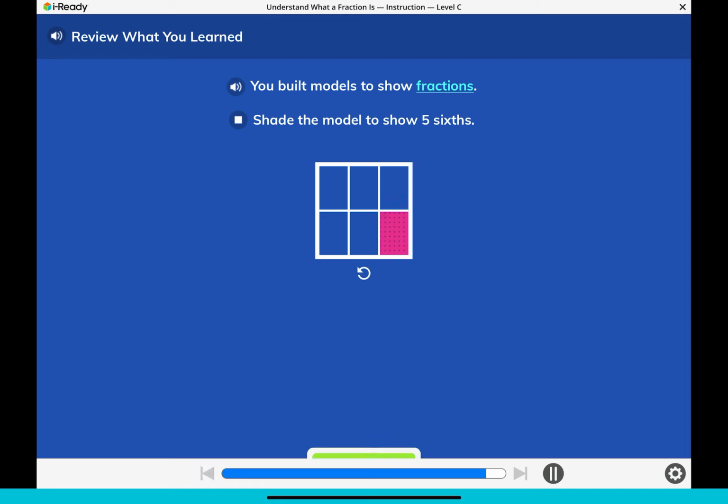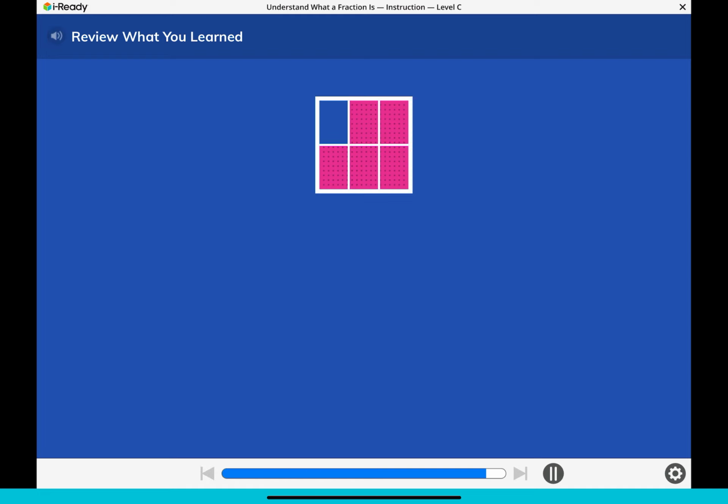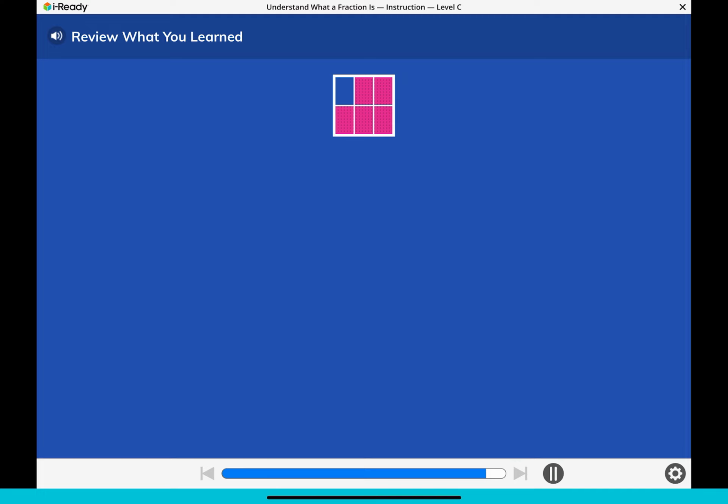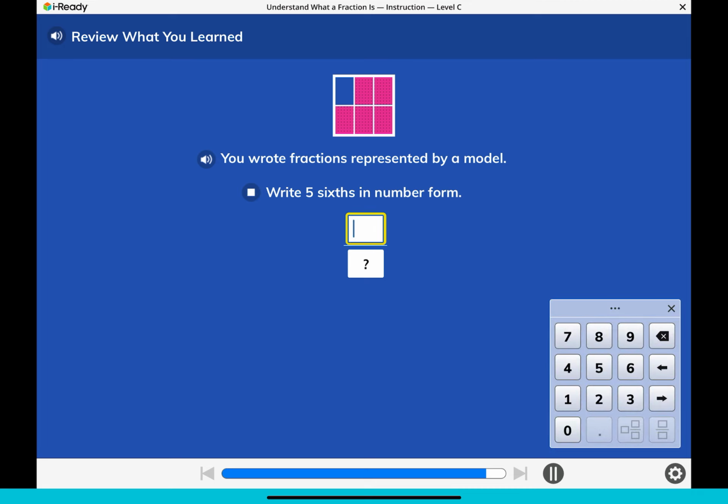Let's review what you learned today. You built models to show fractions. Shade the model to show 5/6. Tap each part. You wrote fractions represented by a model. Write 5/6 in number form.